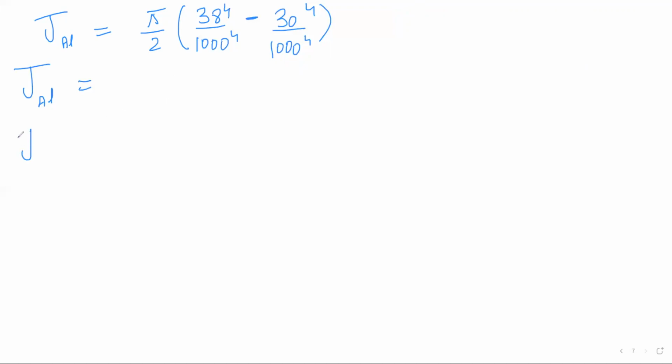Now J of steel comes out to be pi by 2, 25 power 4 over 1000 power 4. So this comes out to be another value. Now shear stress of steel is equal to, given the value of JS.